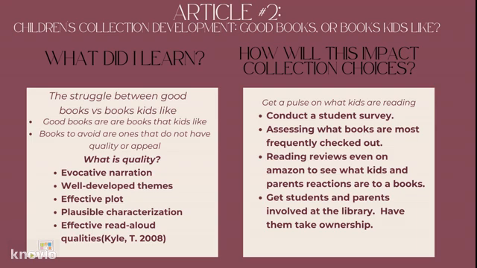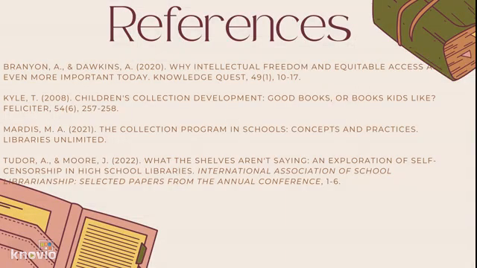And then how will this impact collection choices? One of the biggest things I learned from this article is to really get a pulse on what kids are reading. So do things like conduct student surveys on what kind of books they like, assess what books are most frequently checked out, read reviews even on Amazon to see what kids and parents' reactions are to books, and get students and parents involved at the library and have them take ownership. So I think it's really important to assess what the kids like, what they're reading, and how that will shape our collection development. And here's a list of my references.